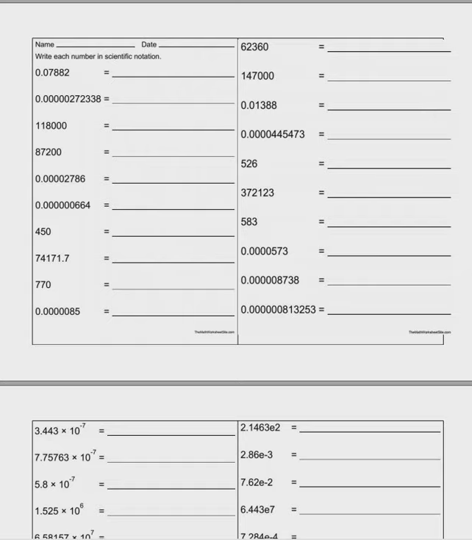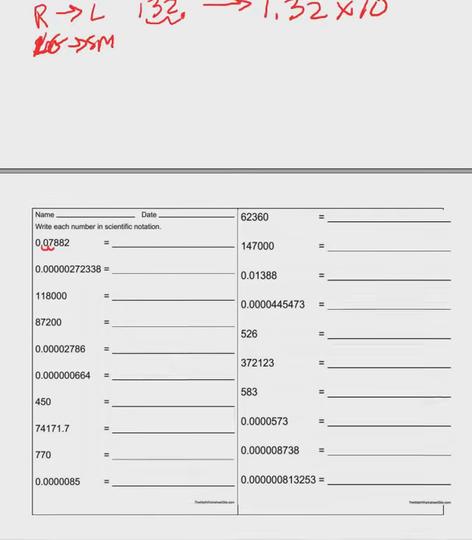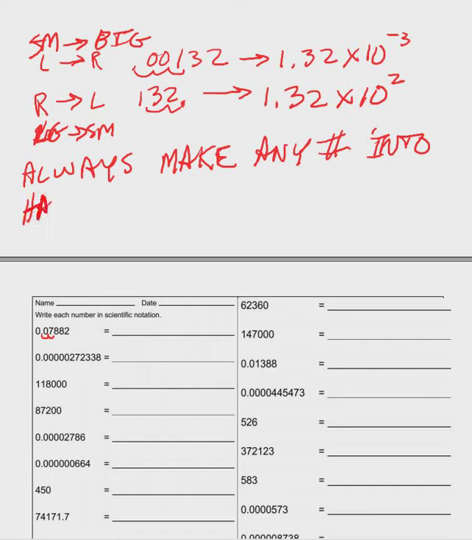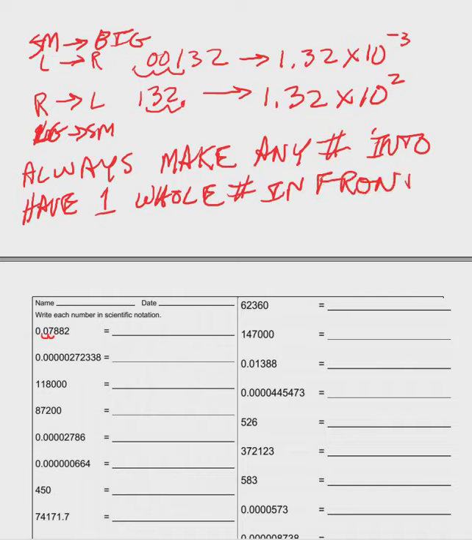The first one would be 0.07882. So we always want, that's the other rule, well, I forgot, to always make any number into having one whole number in front of the decimal.